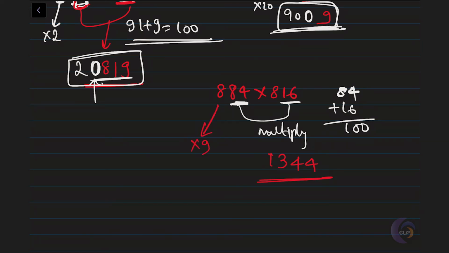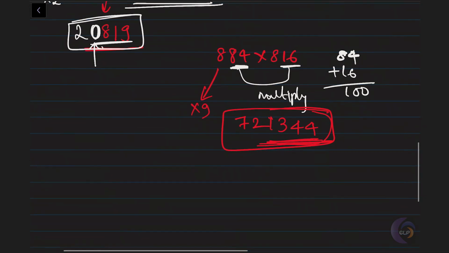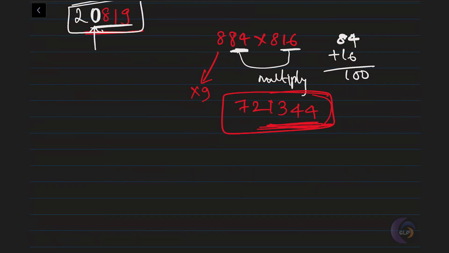And what you do with this? Multiply with the next digit. That's 8 into 9. And here you already got 4 digits, so you don't need to add an additional 0. And yeah, 8 nines are 72. So 72. So the answer is 721344. Let's take another example, the last example for the day.